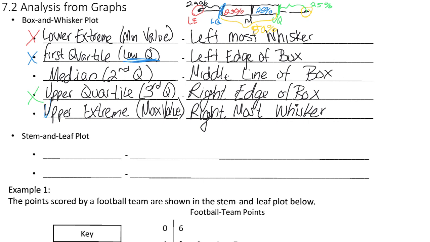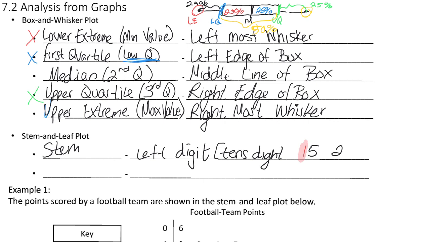So now let's talk about stem and leaf plots. They are what is right below us in example 1. That's what a stem and leaf plot looks like. The stem is the left digit, usually the tens digit. So remember, if the number is 15, your tens digit is that number 1. If the number is 205, then the stem would be 20.